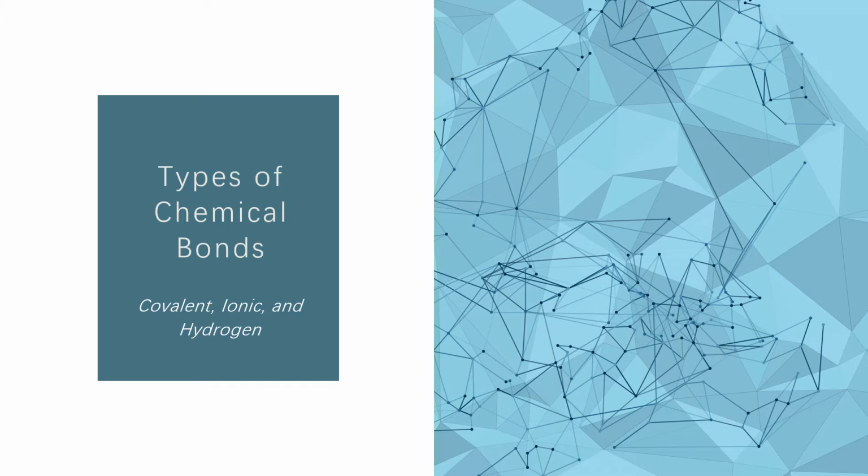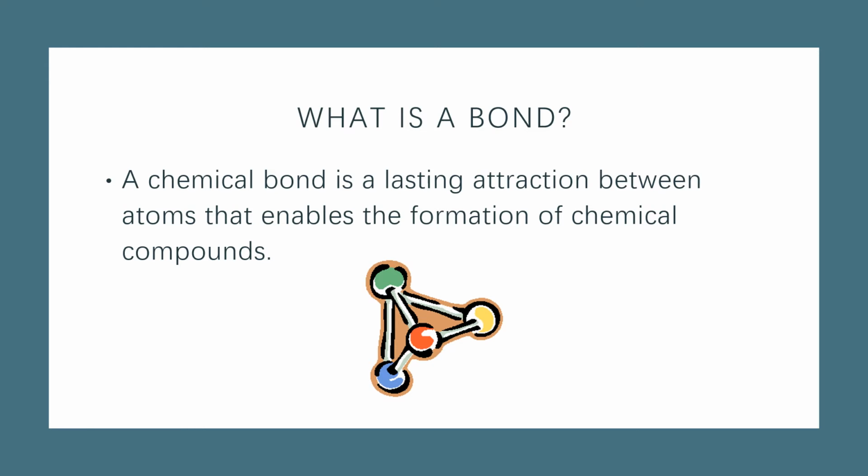Today I'm just going to talk about some types of chemical bonds including covalent, ionic, and hydrogen. Before we learn about the different types of bonds, first let's go over what a bond is. A chemical bond is a lasting attraction between atoms that enables the formation of chemical compounds.